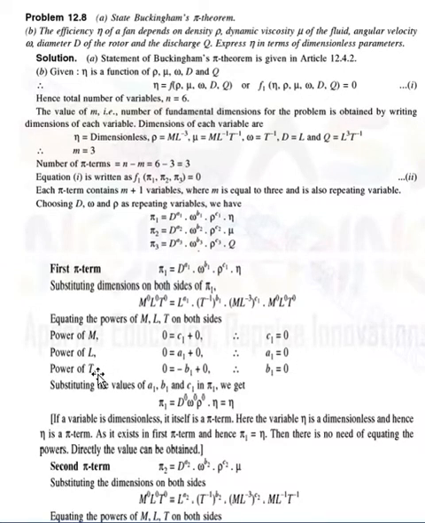Then the power of T: left hand side T is equal to 0, and right hand side T to the power minus 1 means minus b1 plus T to the power 0. Then finally b1 is also 0. Then substitute the values of a1, b1, c1 in pi 1, and we get the value of pi 1. Therefore pi 1 is equal to d to the power 0, w to the power 0, rho to the power 0 into efficiency. Since d to the power 0 equals 1, w to the power 0 means 1, and rho to the power 0 means 1, simply the remaining term is pi 1 equal to efficiency.